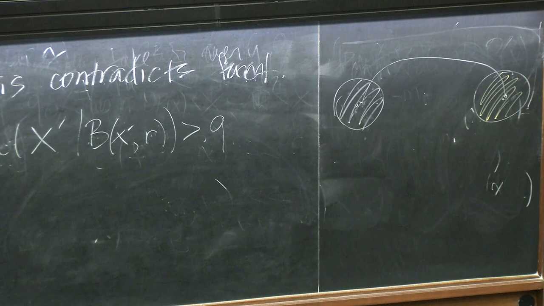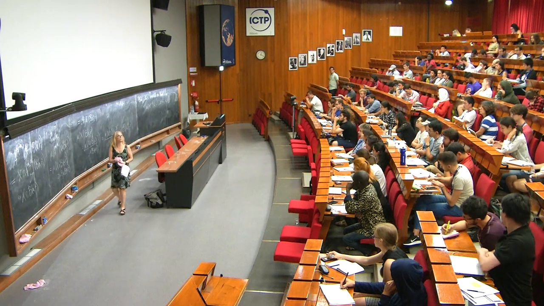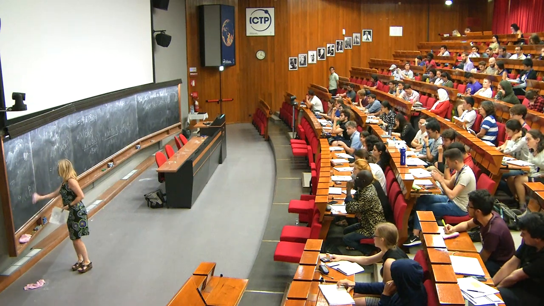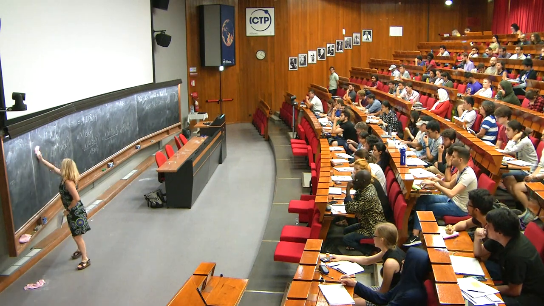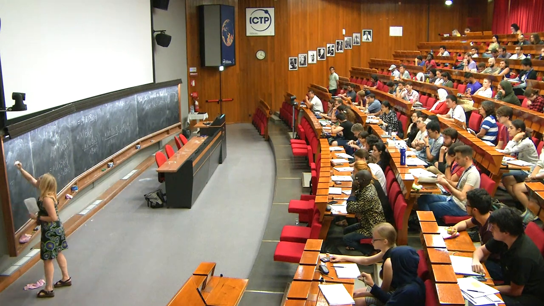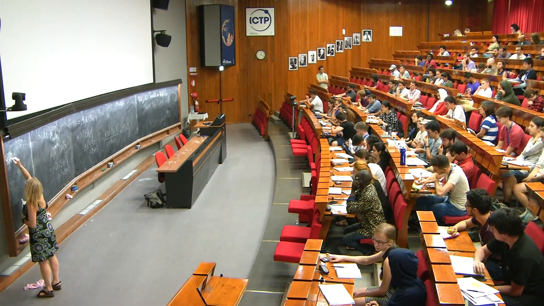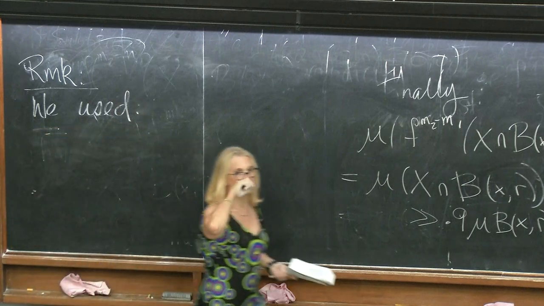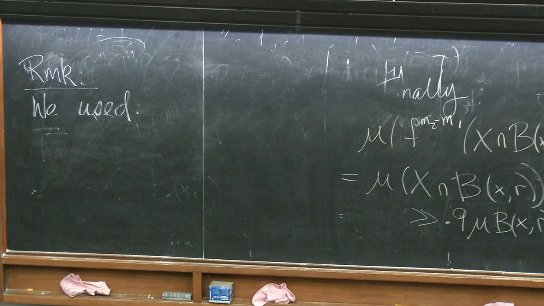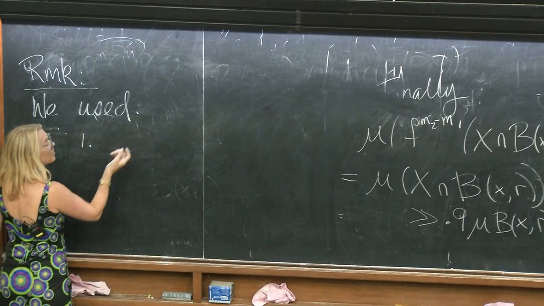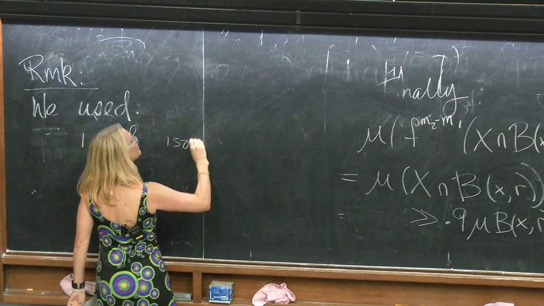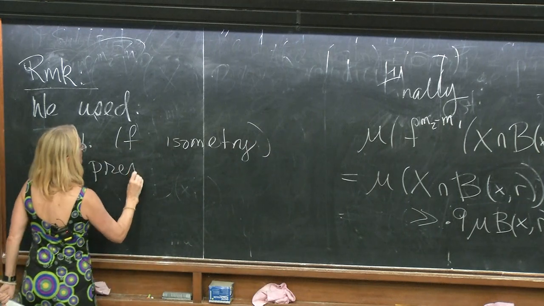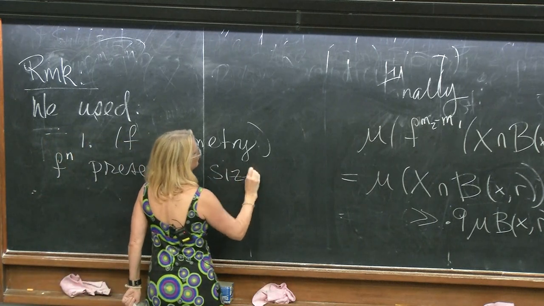All right, so I just want to emphasize the two things I proved, or two things I used, which I just said in words, because in the next lecture we're going to try to relax some of these conditions. So that's the end of the proof, but remarks: we used two key properties. This might not be clear, but the first one is that because f was an isometry, f to the n preserves both the size and the shape of balls.